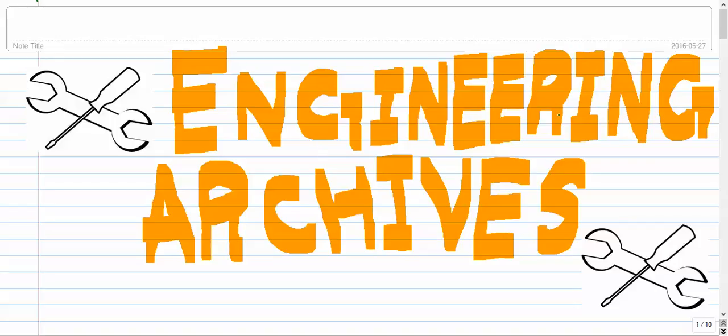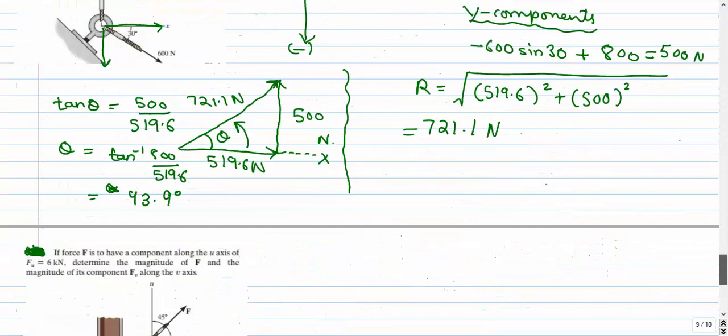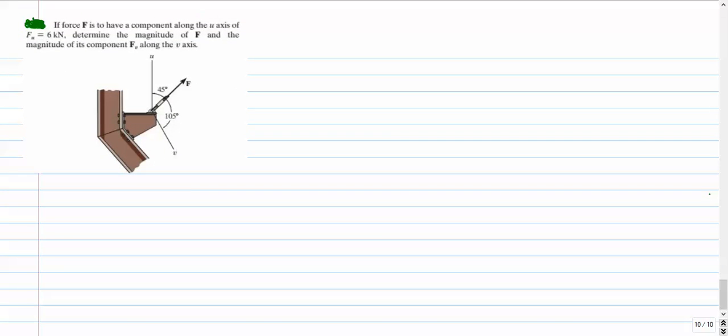Let's look at our learning example number 8. This is going to be our learning example number 8. So here's a problem that says if force F is to have a component along the u-axis of 6,000 newtons, determine the magnitude of F and the magnitude of its component Fv along the v-axis.